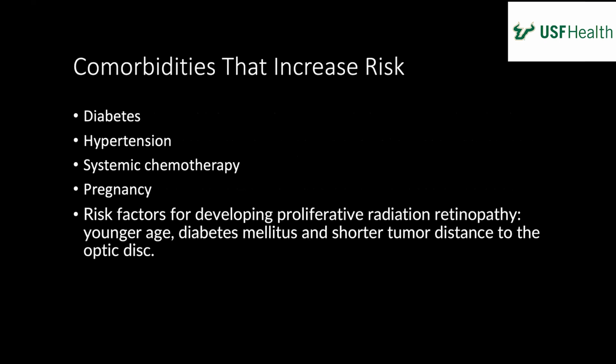So some comorbidities that have been shown to increase the risk are diabetes, hypertension, systemic chemotherapy, which our gentleman had both hypertension and systemic chemotherapy, pregnancy as well. The thought with the diabetes is basically a cumulative effect of parasite damage associated with the diabetes and then endothelial damage seen with radiation. Diabetes has also been shown to have poor visual outcomes because they have a higher risk of developing neovascular changes associated with the radiation retinopathy.